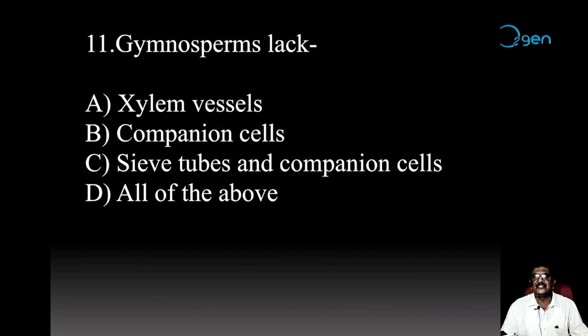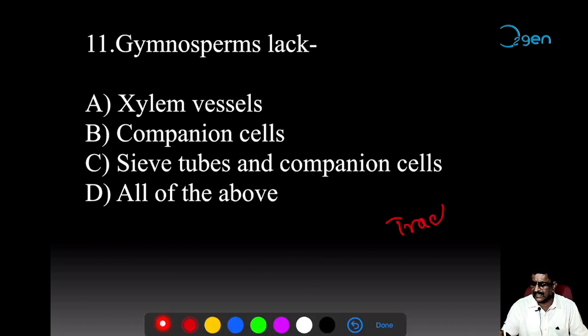11th, gymnosperms lack xylem vessels, companion cells, C, sieve tube and companion cells, all the above. In the gymnosperms, xylem vessels are absent. It has only tracheids. Second, companion cells are also absent.